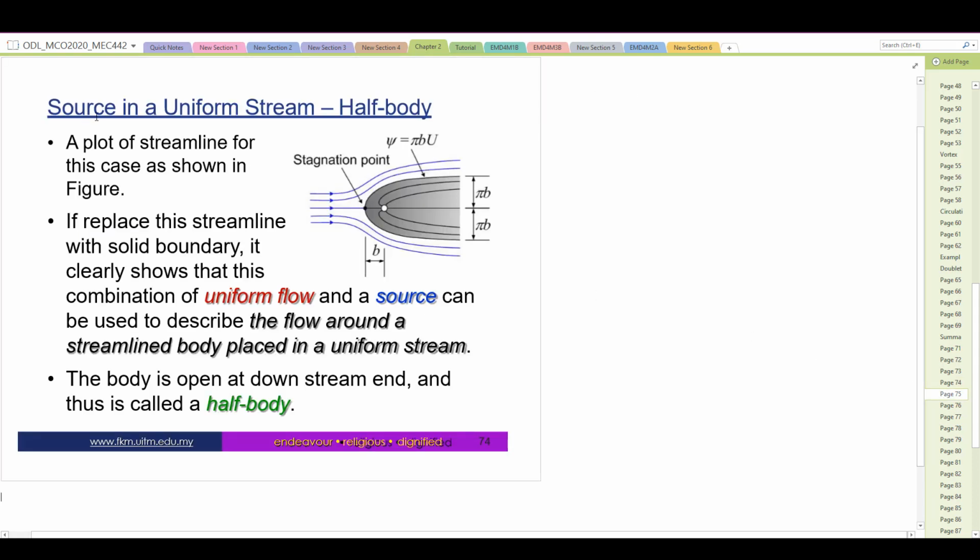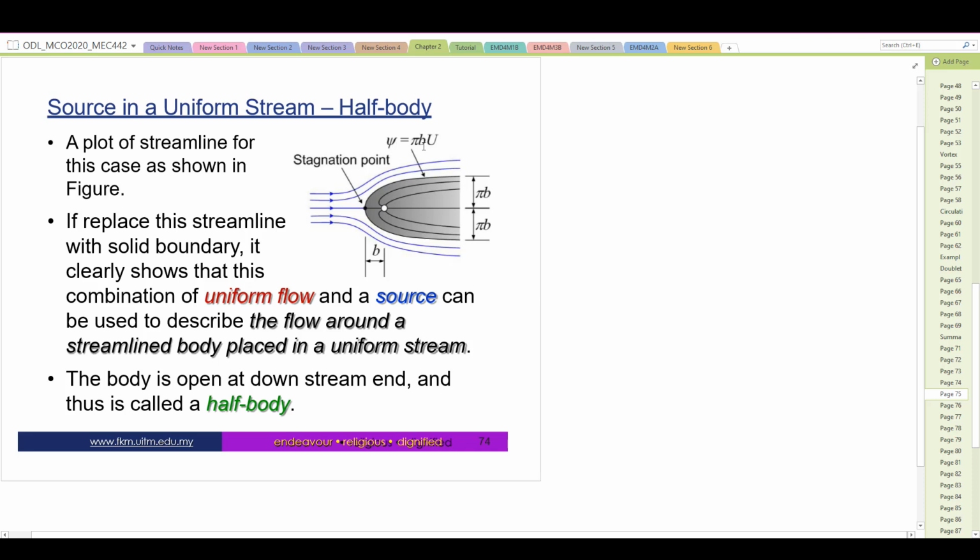From this r, we can come up with a plot of the streamline for this case. As was shown before, the gray color represents a solid body, where we have a uniform flow and a source, and in between the uniform flow and source we get this kind of flow. This is the point of the source and this is the stagnation point.